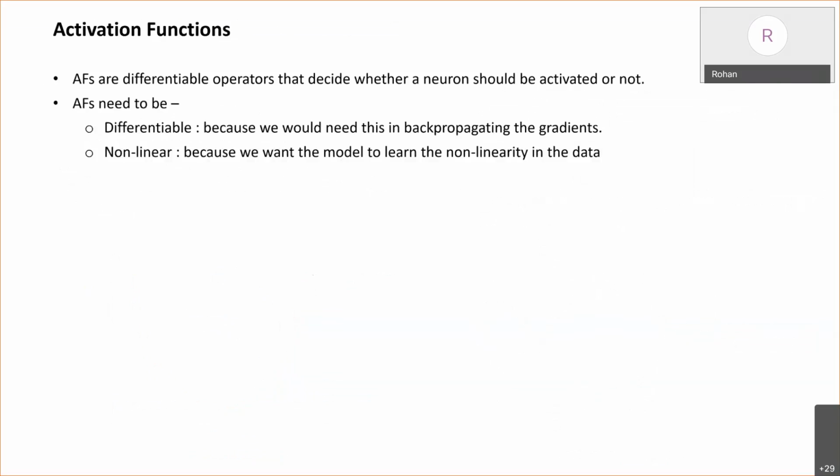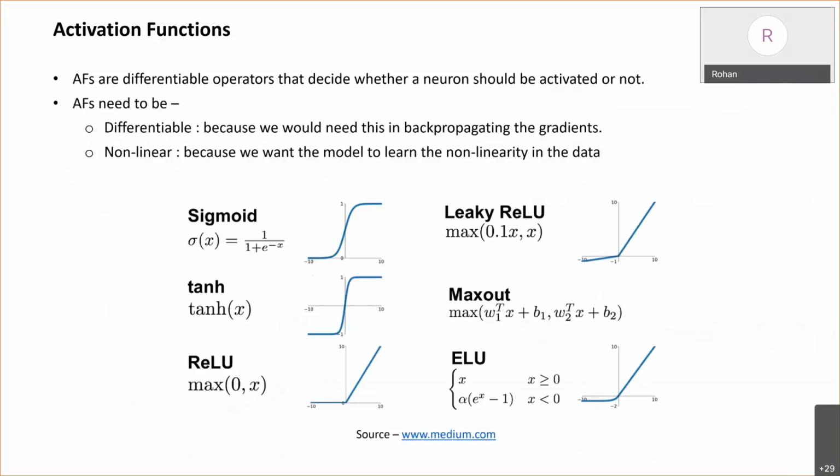Then we saw the activation functions, right? So activation functions are the differentiable operators based on which we determine whether the neuron should be activated or not, right? Two important properties of these activation functions: differentiability and nonlinearity, right?